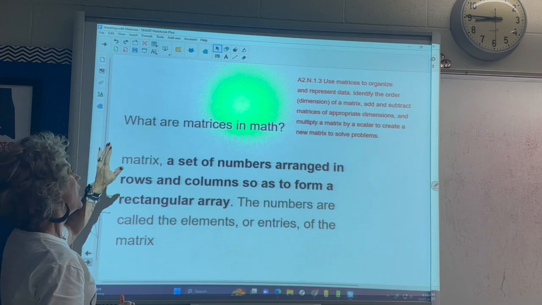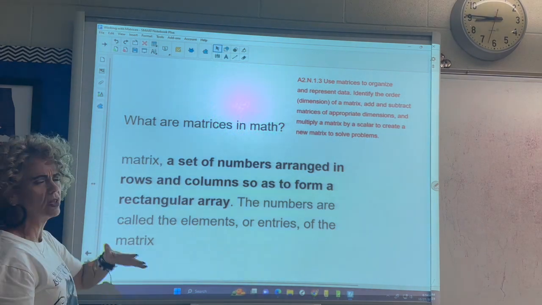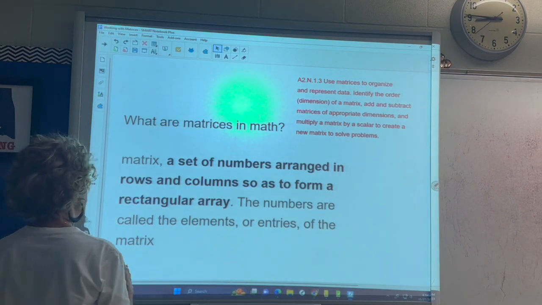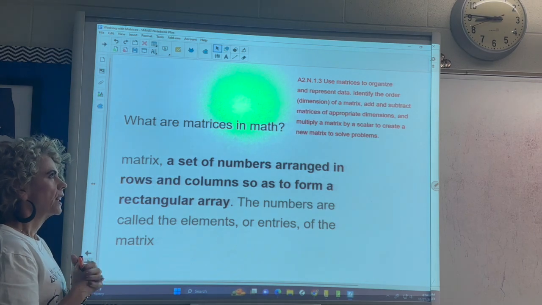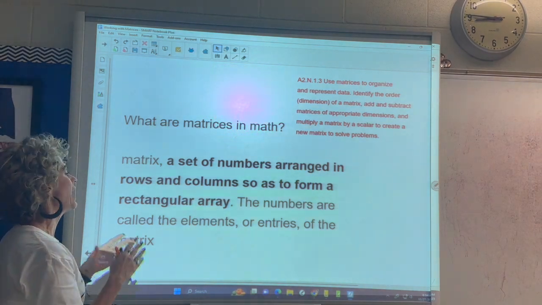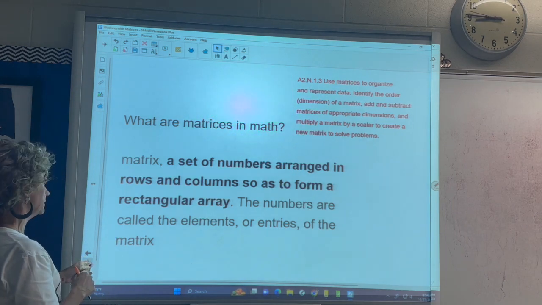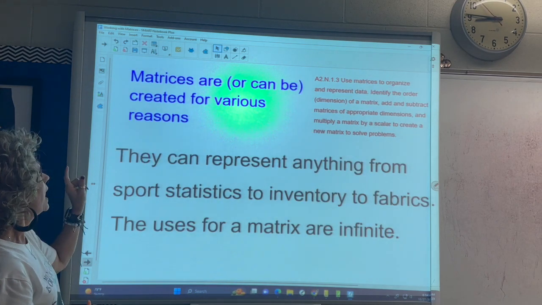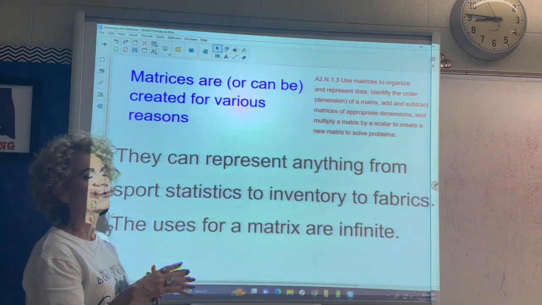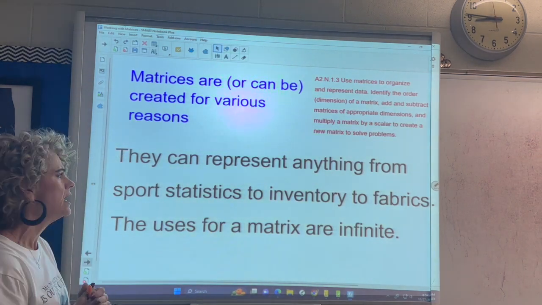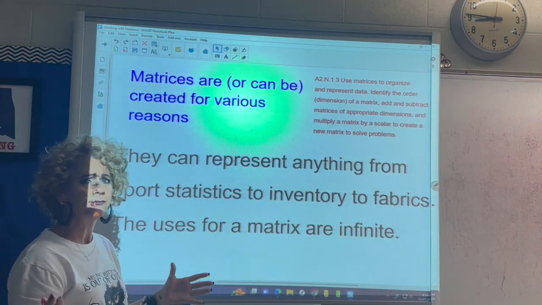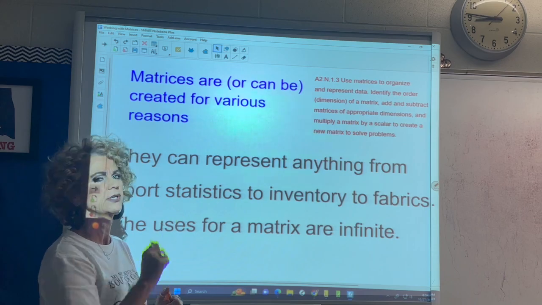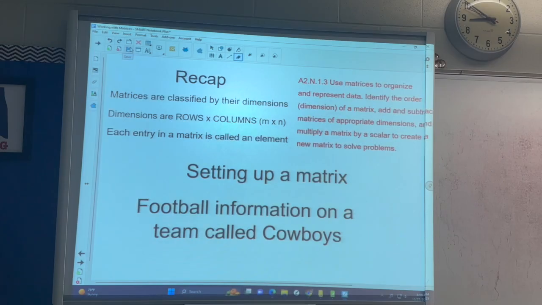What are matrices in math? A matrix is a set of numbers arranged in rows and columns. And remember, a matrix is rows by columns. There has to be consistency in the way your matrix is set up, okay? The entries in the matrix are called the elements, okay? Now, matrices can be created for tons of different reasons. Please understand there's an infinite amount of possibilities on how we can use matrices, and I'm just barely scraping the surface, okay?